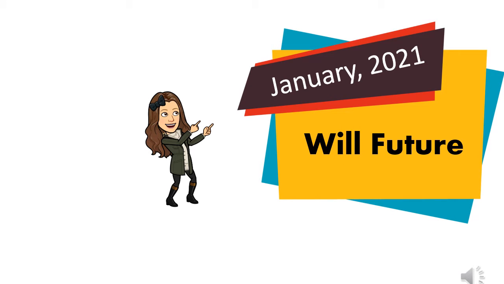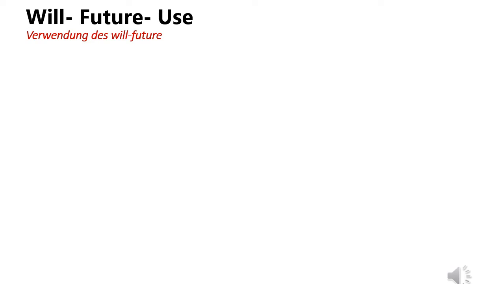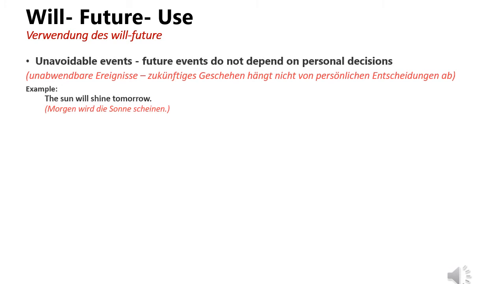Stay tuned to learn about this verb tense. Okay, will future. Will future is a verb tense that is mainly used to express future. We can also use will future in order to talk about unavoidable events. That is, events that are going to occur no matter what, and that do not depend on personal decisions.